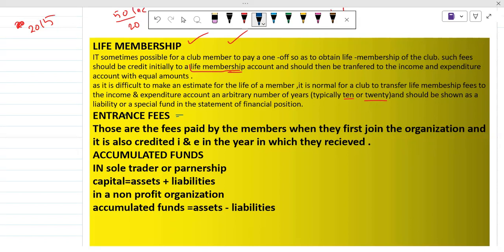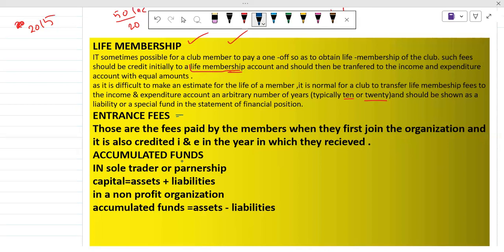Okay, so now we are going to discuss entrance fees. Basically, this is also an income for the NPO, and it comes under the receipts and payments account. Those are the fees paid by the members when they first join our organization. It is also credited in the year in which they are received. If the entrance fees are paid to the NPO in cash, it will of course come under the receipts and payments account.